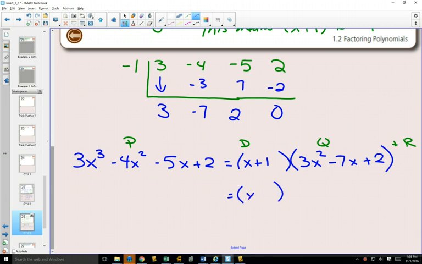It said factor fully, so now we have to say, can we factor that 3x squared minus 7x plus 2? Since that's a quadratic, we can go to our skills with factoring quadratics. What has to be first in here, if it's factorable? Has to be a 3x and an x. Can you see the way that you can use your last one so that your outside and inside makes 7?